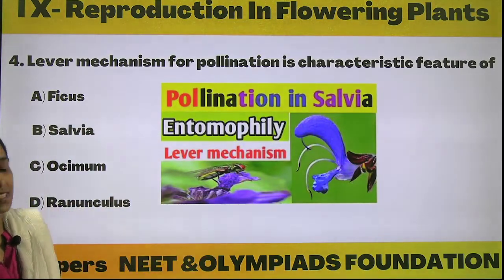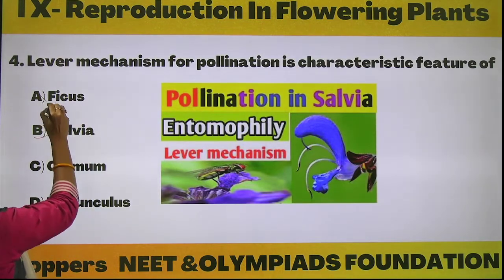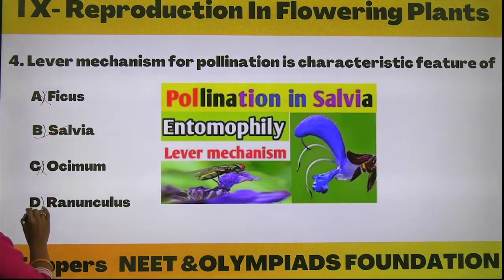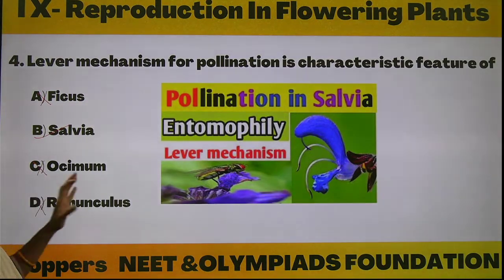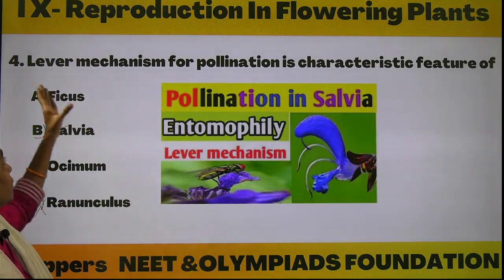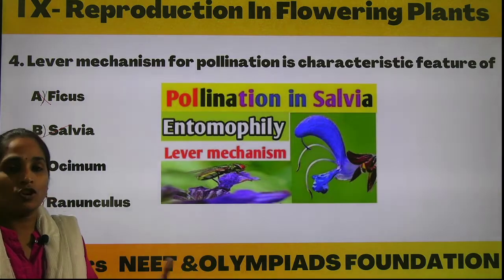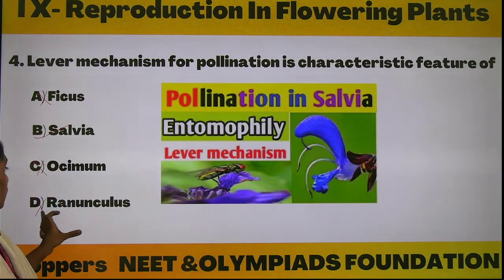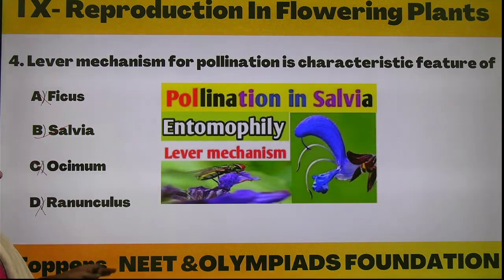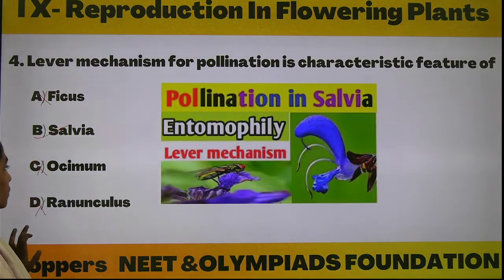of the insect. Okay, so here the correct option is salvia, not the ficus, not the ocimum and not the ranunculus. Here we can observe the ficus, ocimum and ranunculus are completely different flowers. So there we can't observe the lever mechanism. There the agents might be the animals or the wind or the water. Salvia is the plant which undergoes the lever mechanism type of pollination, right?